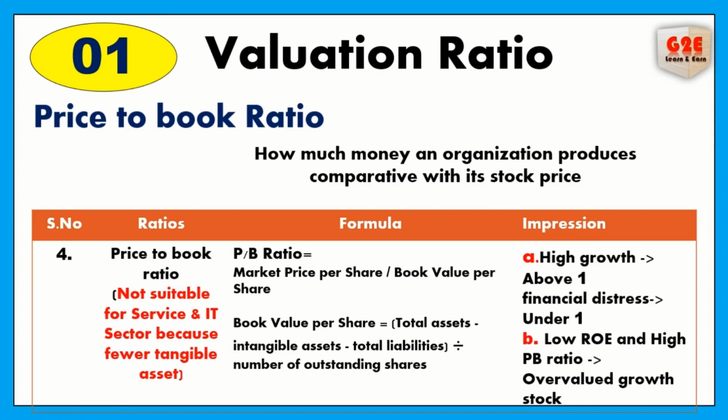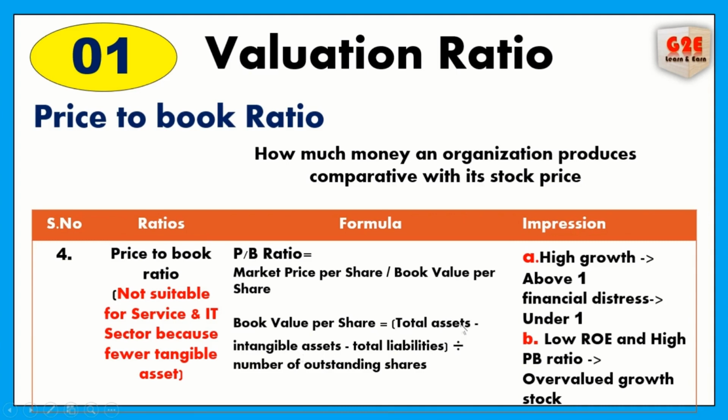So how will you calculate it? Market price per share divided by book value per share. Market price per share, you know, is the trading price in the market. And book value per share, how will you calculate it? Already we told that book value is total assets minus total liabilities. So from here it's total assets minus intangible assets minus total liabilities, divided by the number of outstanding shares. Intangible assets, I already told you, are things like copyright, patent, goodwill.